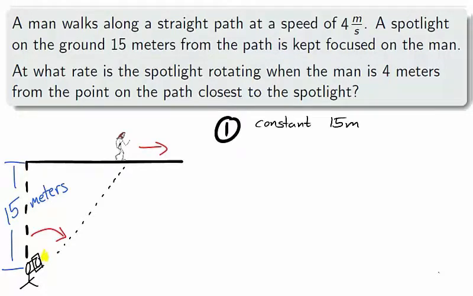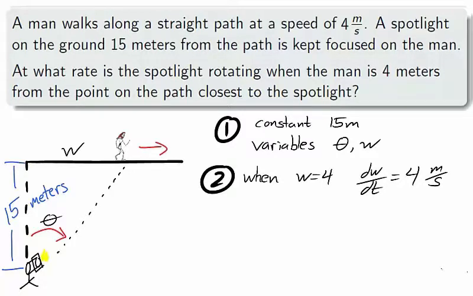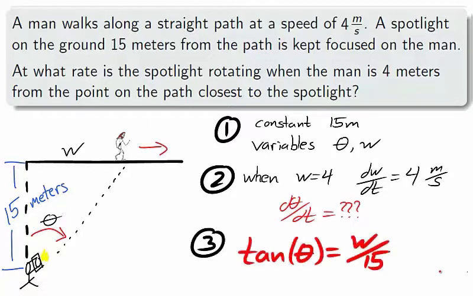1. We have a constant 15-meter distance between the spotlight and the path. The variables we will assign will be theta, the spotlight rotation, and w, how far the man has walked down the path. 2. We are given that when w is 4 meters, dw/dt, the speed the man is walking, is 4 meters per second. Our goal is to find d theta/dt at that instant. 3. We have diagrammed a right triangle with angle theta, opposite length w, and adjacent length 15. And the equation relating these variables is tangent theta equals w over 15, our opposite over adjacent.